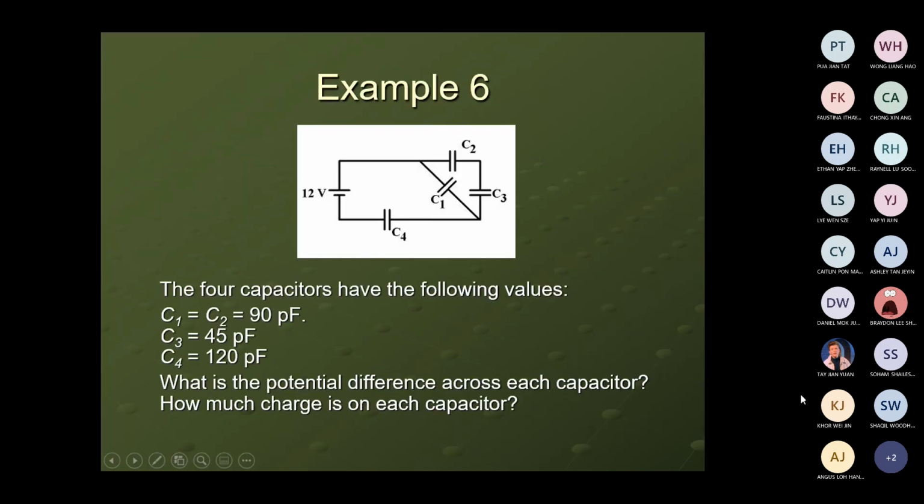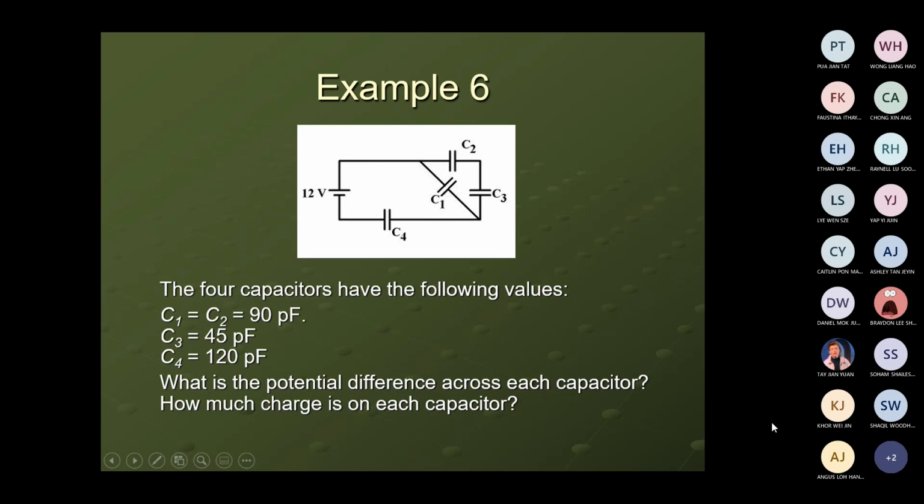Now this is your homework again. Actually, this is the question. Four capacitors C1, C2, C3, C4 are connected with a 12-volt battery here. C1 and C2 are found to be 90 picofarad, pico, 10 to the power of negative 12. C3 and C4 are 45 and 120 picofarad. Now the question is, what is the potential difference across each capacitor?